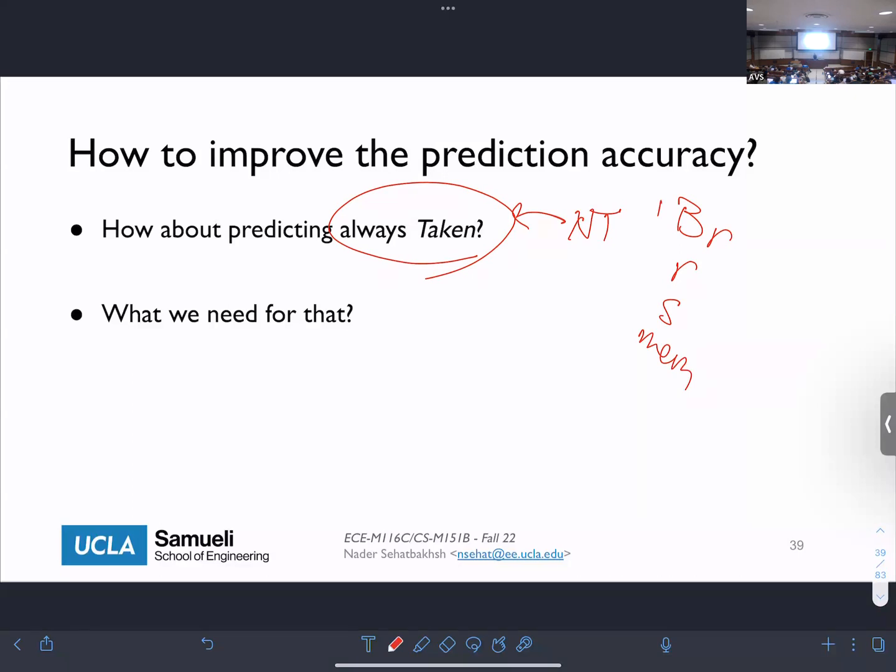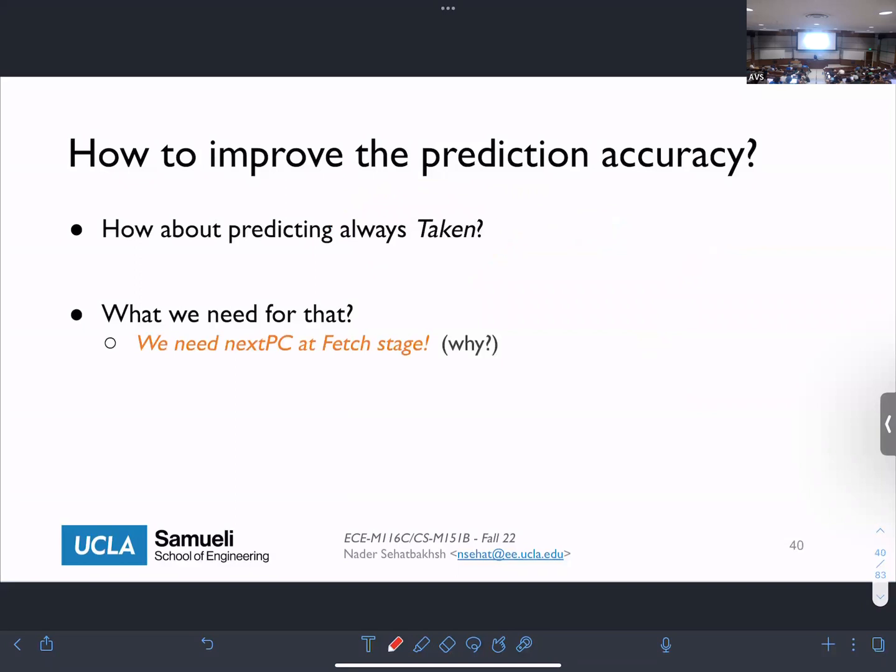Because for all these, we always say that we don't care what this instruction is, it's always PC plus 4. But now we also need to say, oh, we know that this is a branch, so PC is not PC plus 4, it's PC plus something else. So we need to solve these two problems. The first thing, as you said, is that we need to find the next PC, or PC plus offset in other words, but this time at the fetch stage, right? Because if you want to predict things that are taken, we need to know it at the fetch stage.